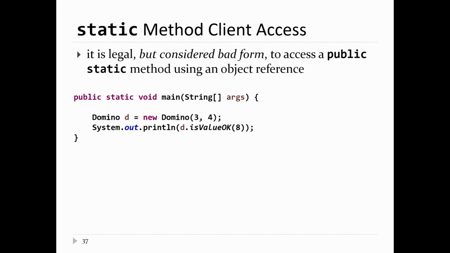Again, notice that it's not that it doesn't make any sense to call this method with a domino object, it's that it's unnecessary to call this method with the object D. Right? The method doesn't use the fields of D, right? So it doesn't use the 3 or the 4 inside this method. So it's unnecessary to require an object to call this method.